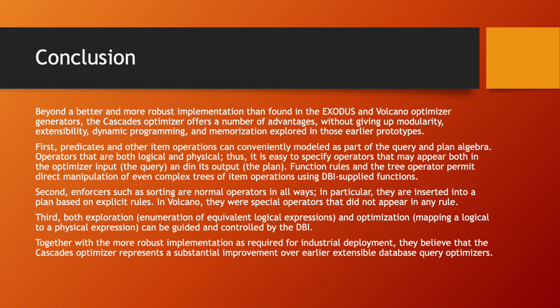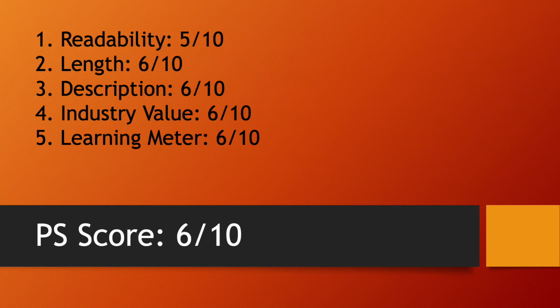Second, enforcers such as sorting are normal operators in all ways. In particular, they are inserted into a plan based on explicit rules. In Volcano, there were special operators that did not appear in any rule. Third, both exploration and optimization can be guided and controlled by the DBI. Together with the more robust implementation as required for industrial deployment, they believe that the Cascades optimizer represents a substantial improvement over earlier extensible database query optimizers.